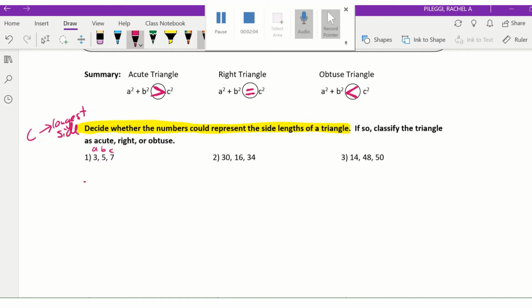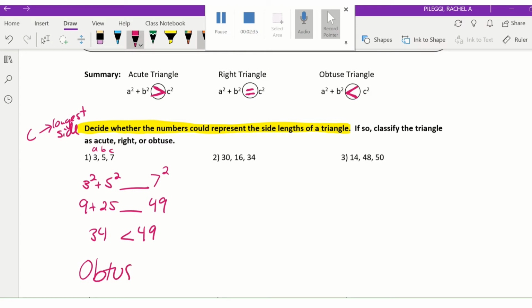So here I would have 3 squared plus 5 squared, and I want to compare it to 7 squared. I always just leave this blank, or you could do like a circle to fill in the blank at the end. So we get 9 plus 25, and we want to compare that to 49. 9 plus 25 is 34, which is less than 49. And so I can look up here. That means that this is an obtuse triangle.